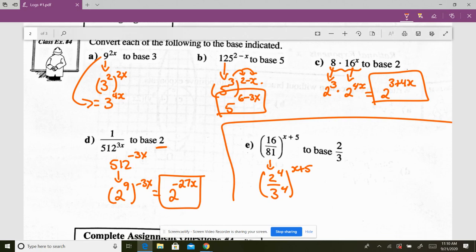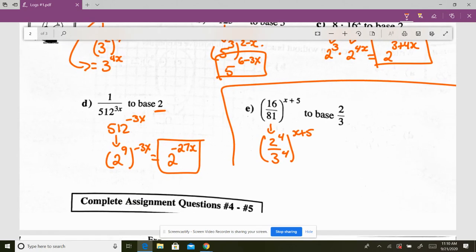That makes perfect sense. All right, what can I do? How can I rewrite this as 2/3? I can just say 2/3 all to the 4. Is that the same thing? Looking for head nod confirmation here. And that 4 gets multiplied by x plus 5, which if you distribute the 4, you get 4x plus 20.